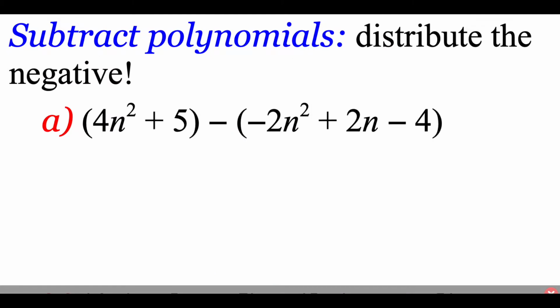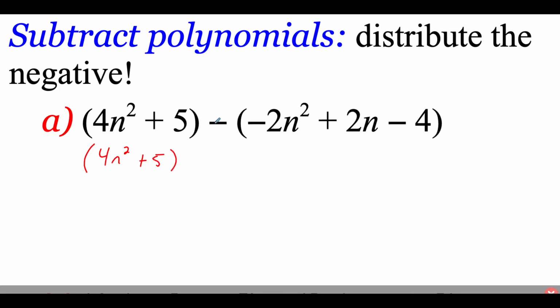Now, subtraction always seems to get a little trickier for people, so here's what I like to do. In this example, we see that we have one polynomial minus another polynomial. What I'm going to do is distribute that negative into the second polynomial, and that's actually going to let me turn this into an addition problem. So we're not going to change the first polynomial at all. That's going to stay as 4n squared plus 5.